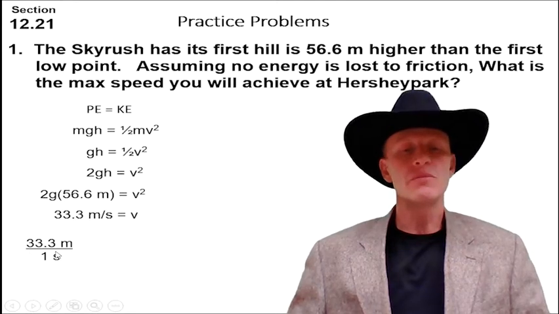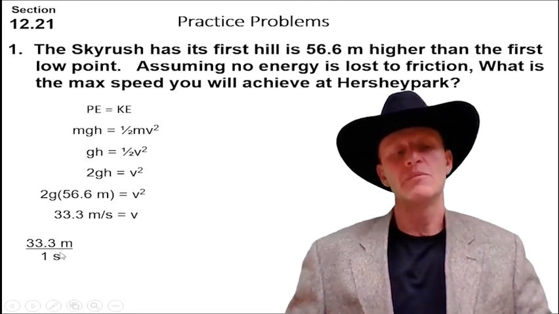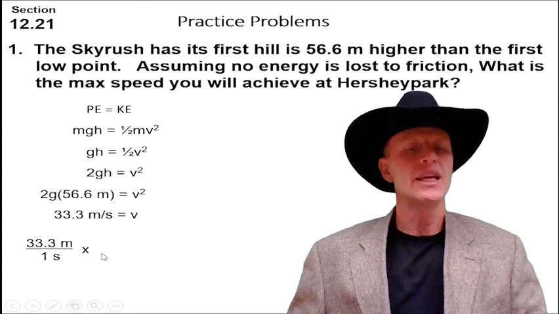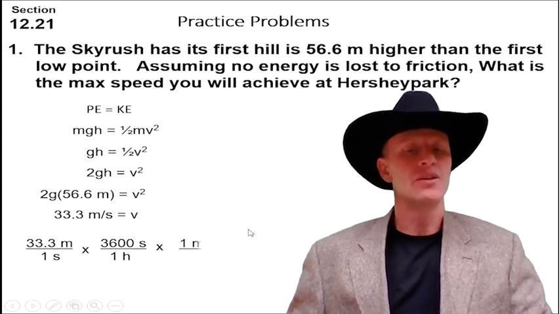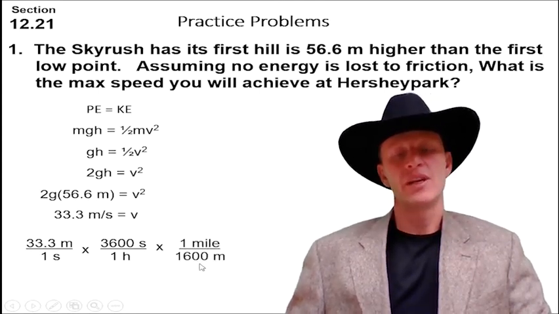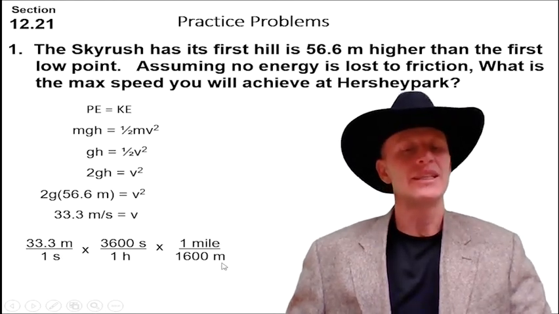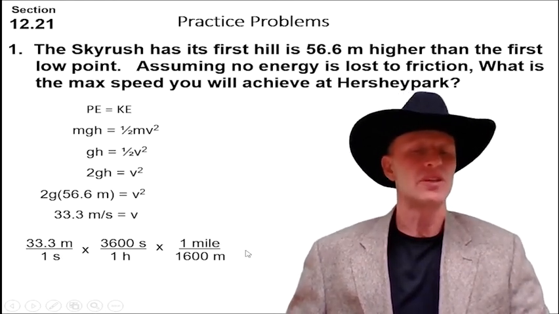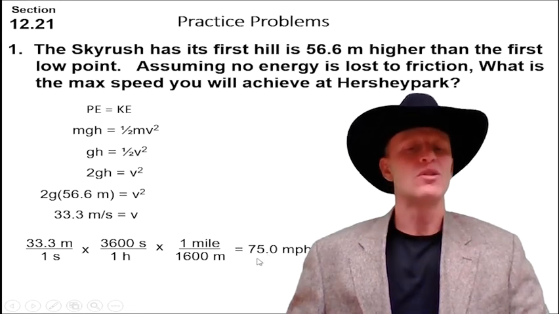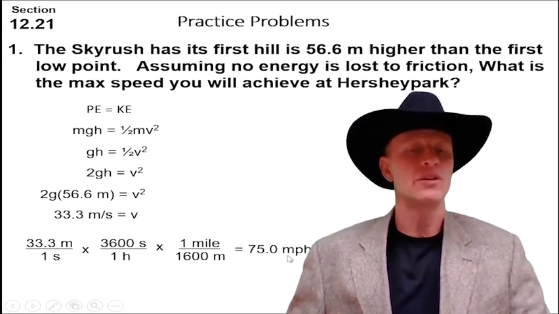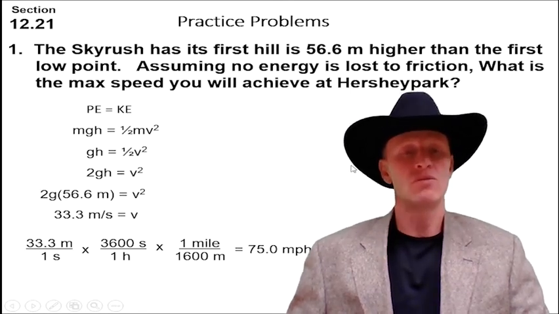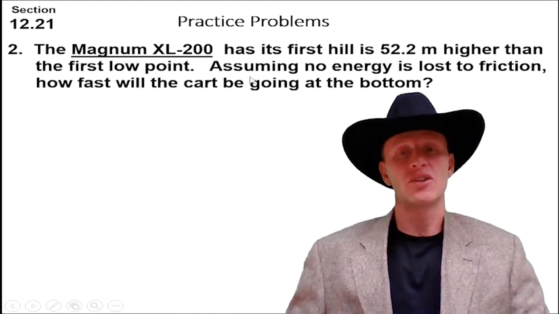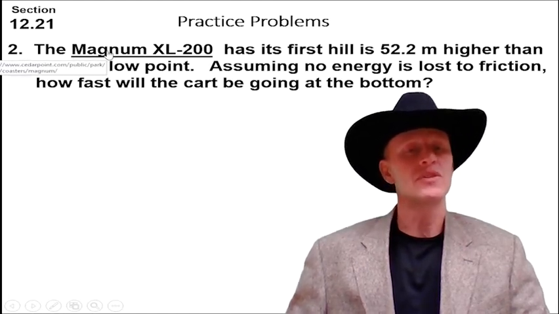Well, using dimensional analysis, 33.3 meters over 1 second, we can convert it to miles per hour, understanding there's 3,600 seconds in an hour, and in 1 mile, there is approximately 1,600 meters, 1,609 point something to be more precise. So about 75 miles an hour would be a good guess how fast you're going to be going in Hershey Park. And that's it. There are roller coasters that are faster. Let's go to another park. I think this is from Cedar Point.